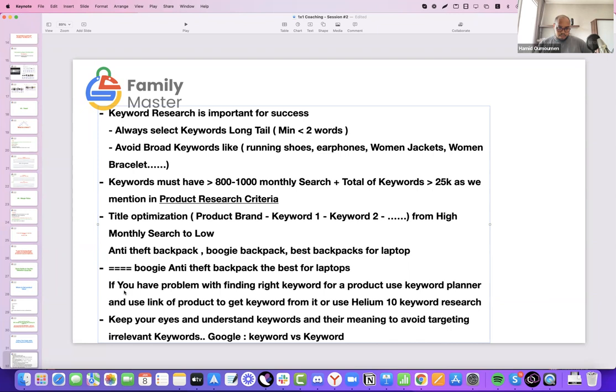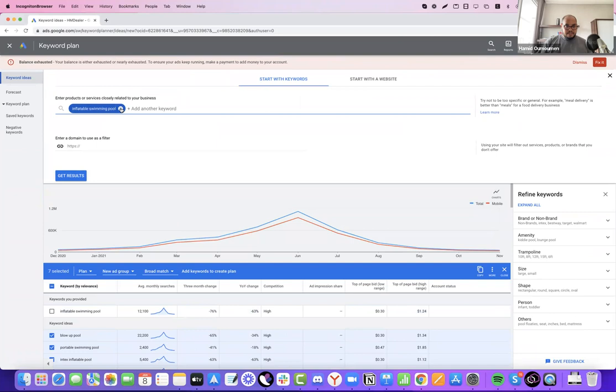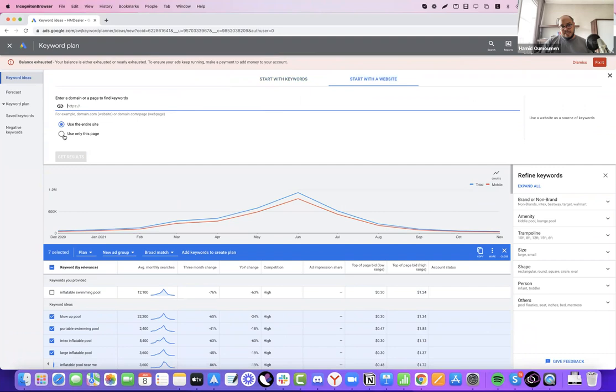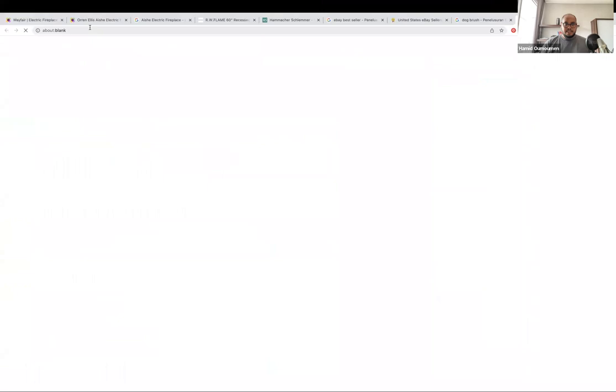Sometimes if you have a problem finding the right keyword for a product, you can use the keyword planner. You copy the link from eBay or from another competitor, and you put the link here. Okay, and click start with the website. Then use only this page, for example.